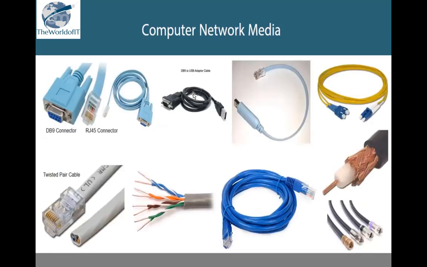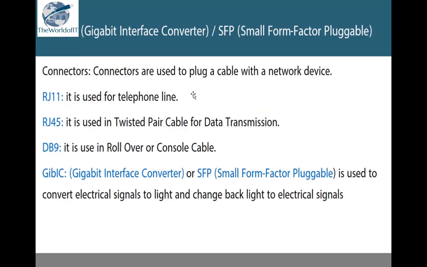Computer network media. Gigabit interface converter, SFP, small form factor pluggable. Connectors are used to plug a cable into a network device. RJ11, it is used for telephone line. RJ45, it is used in twisted pair cable for data transmission. DB9, it is used in rollover or console cable.